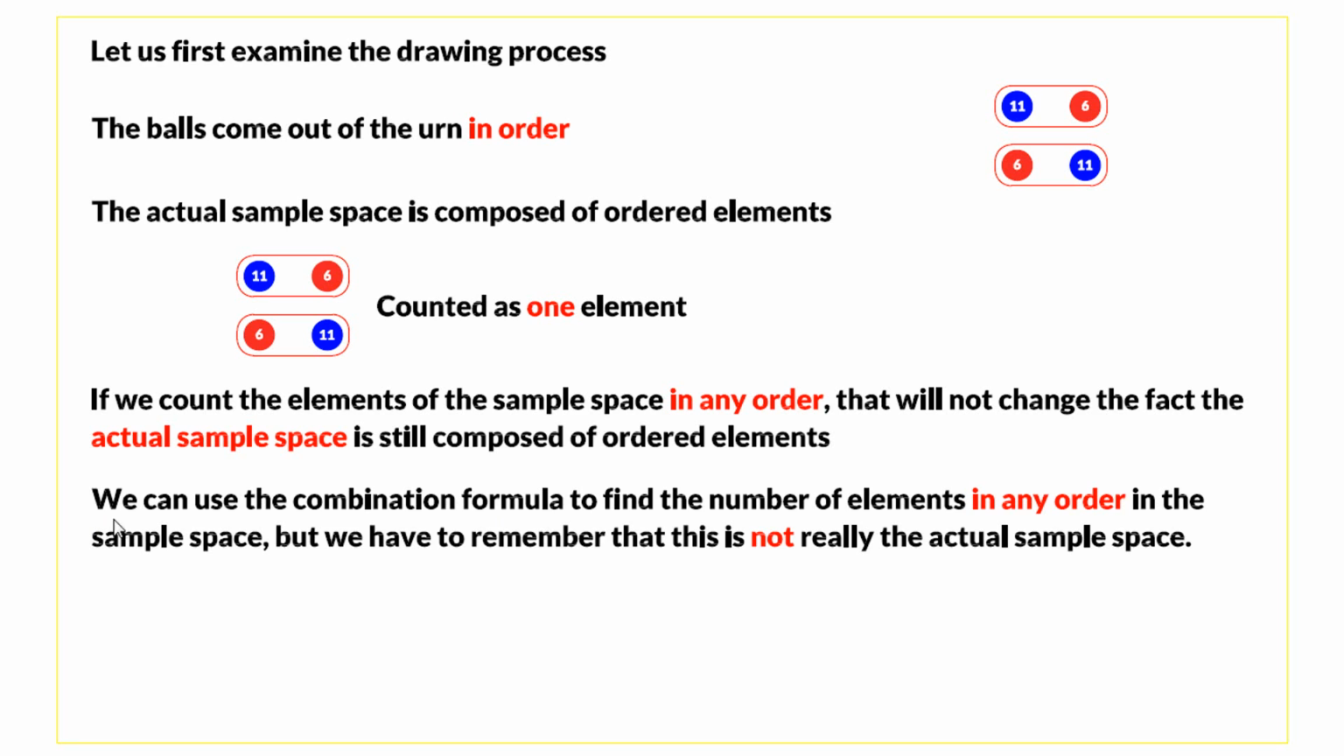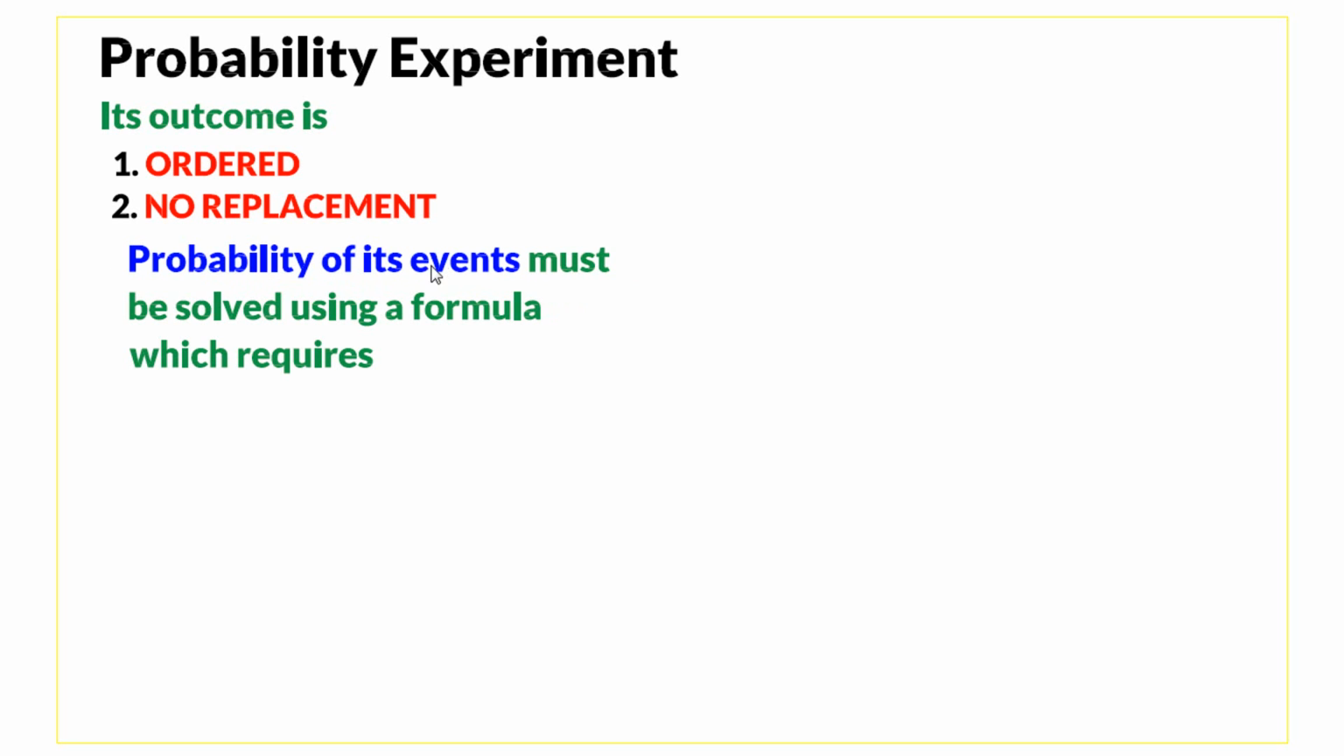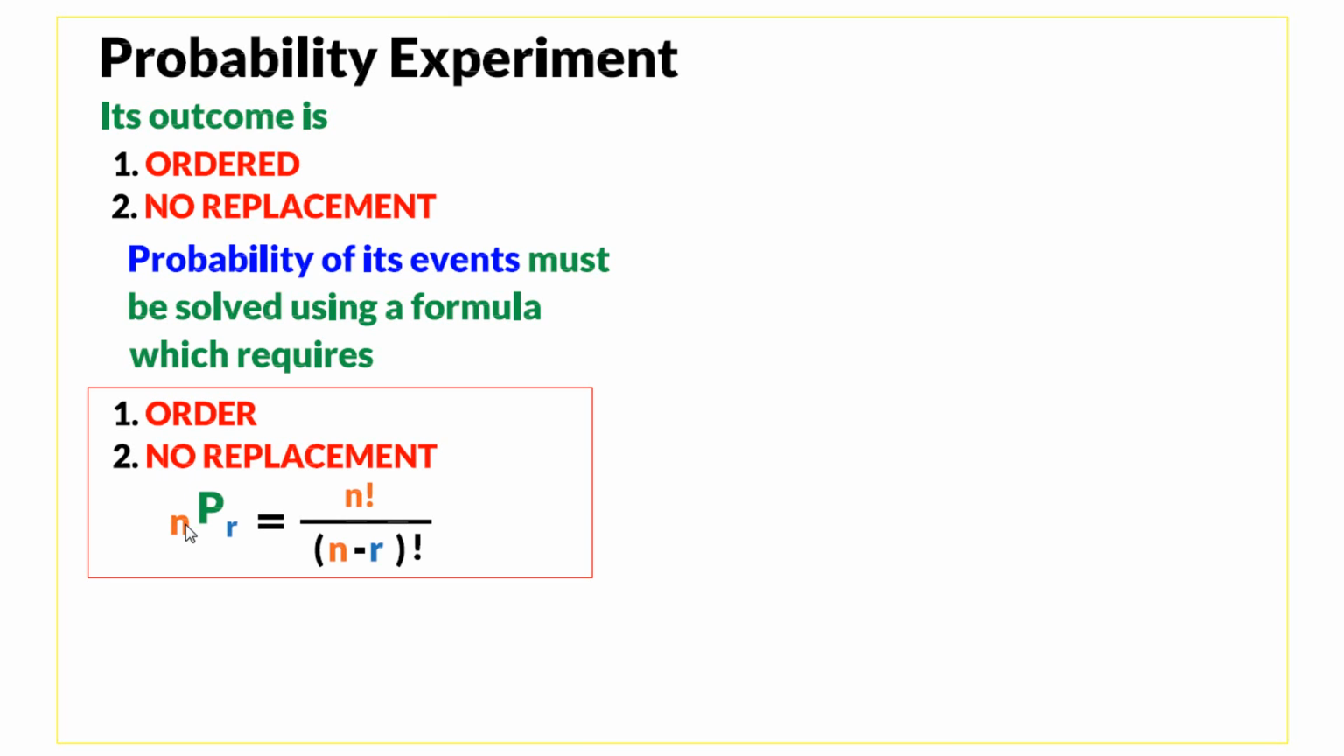And in such case, we can use the combination formula to find the number of elements in any order in the sample space, but we have to remember that this is not really the actual sample space. So in this case, we conclude that the outcomes of our probability experiments come out in order and without replacement. Therefore, the probability of its event, and by it we mean our probability experiment, must be solved using a formula which requires order and no replacement, and that is the permutation formula without replacement.